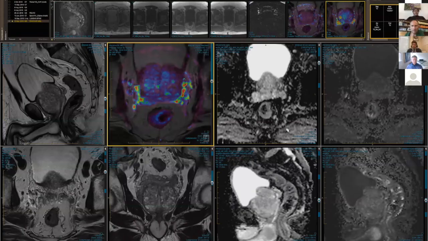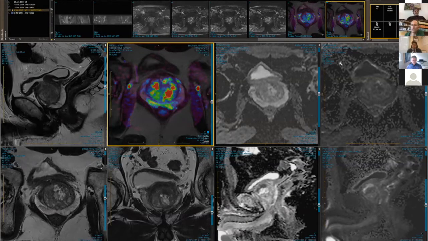We shall get the ball rolling. So Richard, if you're happy to load up the first case, and I'll give a little bit of clinical background to it. There you go. There we go.